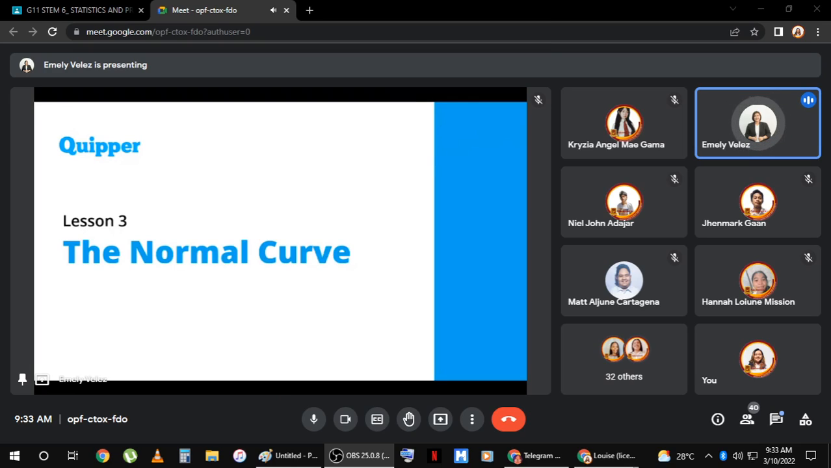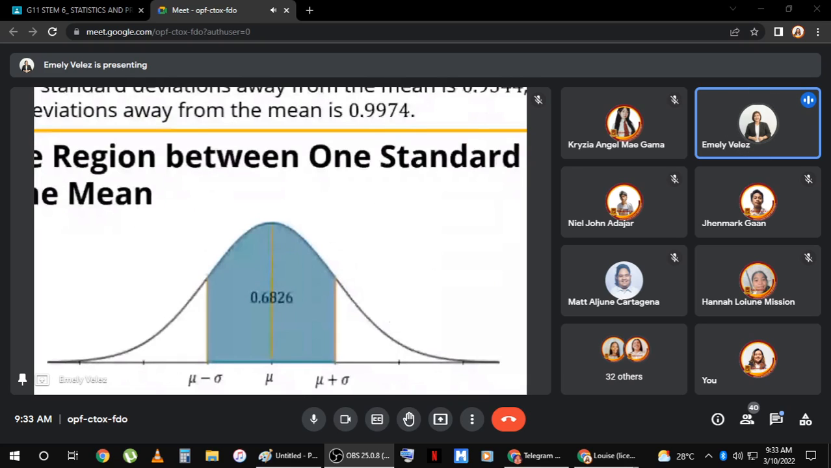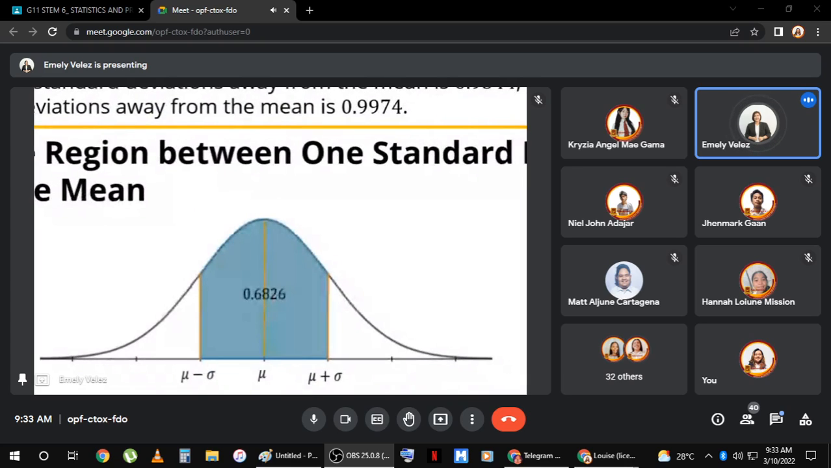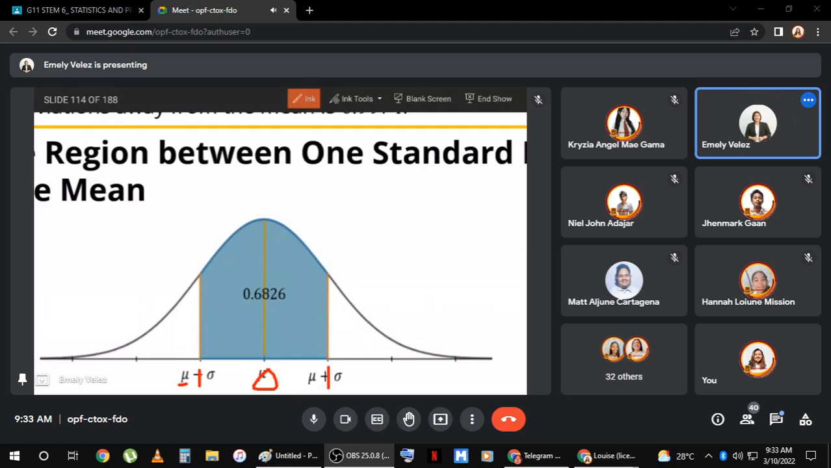So this one, we are here. The corresponding value is the same. The mean is 0, this is 1, and this is negative 1. It has been identified that the area from negative 1 to 1, the shaded portion in blue, is 0.6826.